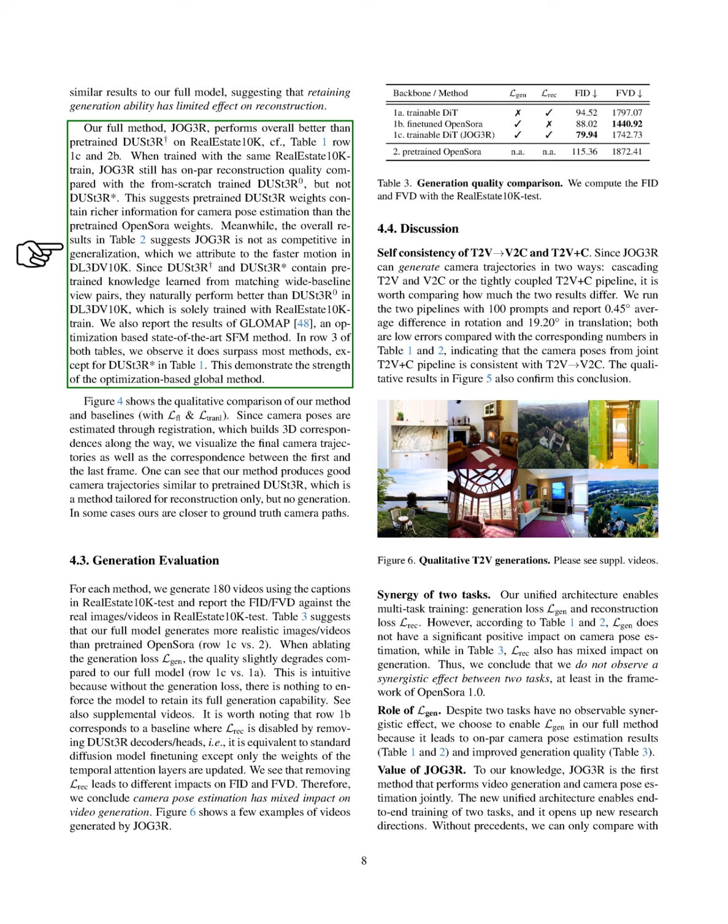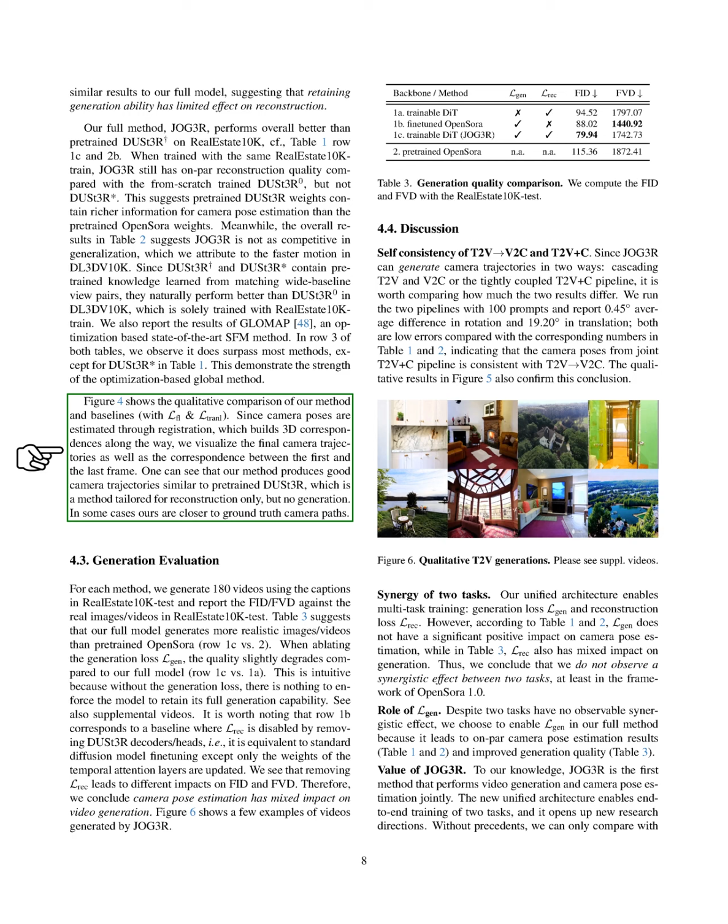Overall, our results suggest that JOG3R may not generalize as well, likely due to the faster motion in DL3DV10K. The pre-trained Dust3R methods perform better in this dataset because they have learned from matching wide baseline view pairs. We also report results from GLOMAP, which generally surpasses most methods except for one variant of Dust3R. This highlights the effectiveness of optimization-based methods. We visualize our camera trajectories and the correspondence between the first and last frames, showing that our method produces good camera paths, often closer to the ground truth than those from methods focused solely on reconstruction.